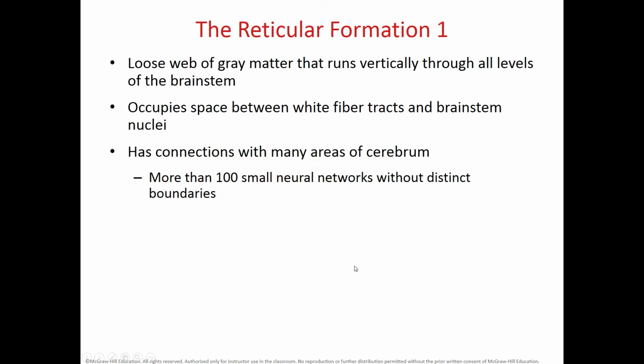Reticular formation, again, it's a loose web of gray matter that runs from the medulla oblongata into the pons and then into the midbrain. It has many connections into the cerebrum, and it has more than 100 small neural networks without distinct boundaries. So it forms like a net. That's why it's called reticular. Ret means net.